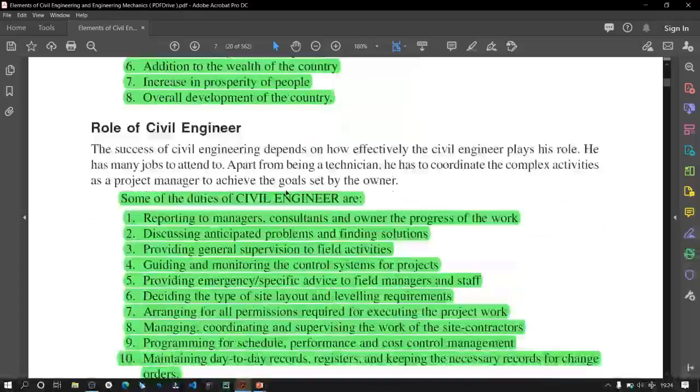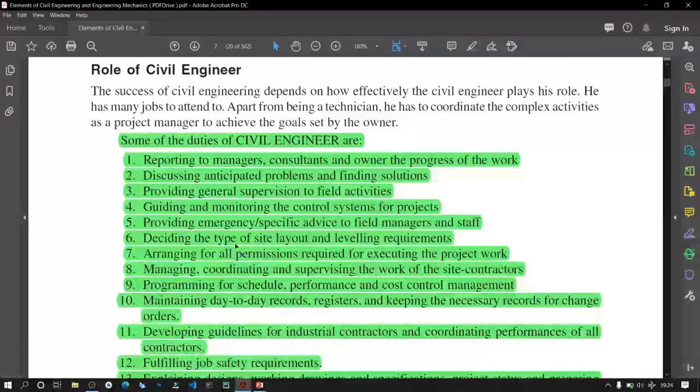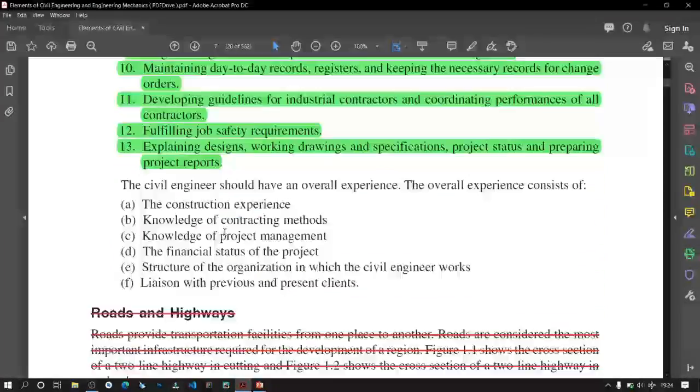The role of civil engineers. So these are the 13 points. Mainly in the exam, if you write 10 you would also get full marks. So you have to learn this.